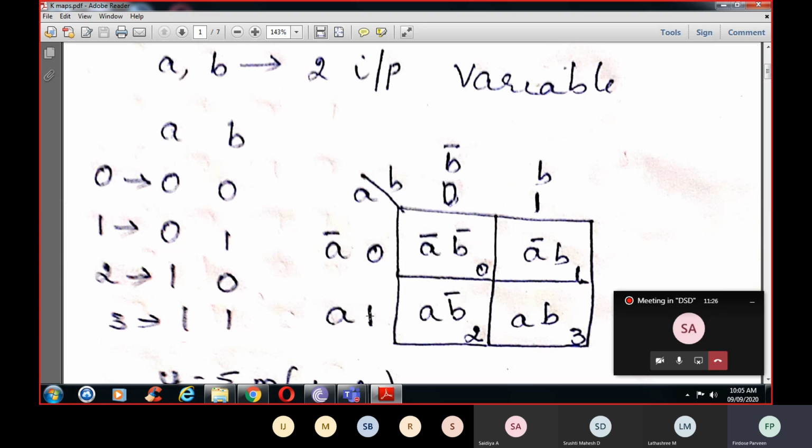Next, here it is 1 and B is 0. 1, 0 means decimal notation 2. That is the 2 cell, so this cell represents 2. And A is 1, B is 1. I am speaking about this cell. At this cell, you will see this row, that is 1, and this column, it is 1. So here it is 1, 1. It is called cell number 3.